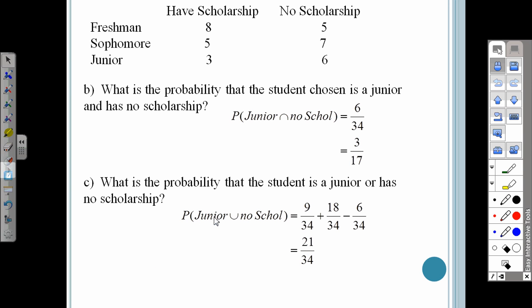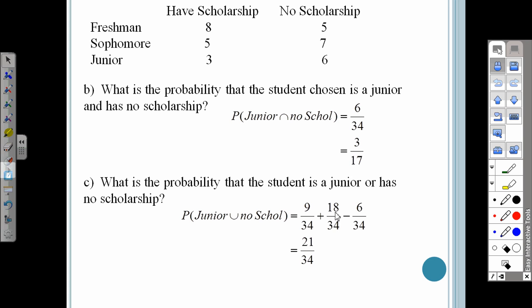So the probability of a junior or no scholarship, we're going to take the probability that they're a junior. Well, it looks like there are 9 juniors, so 9 out of 34. We add that to the probability that they do not have a scholarship. Well, we look over here, it's going to be all of these people that have scholarships. Okay, so, or I'm sorry, the ones that do not have a scholarship, my bad. These ones right here. So we add those up, there's 18 of them.